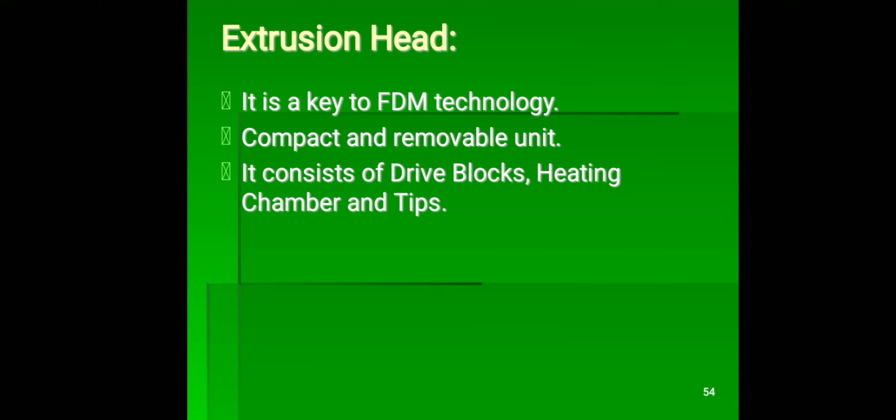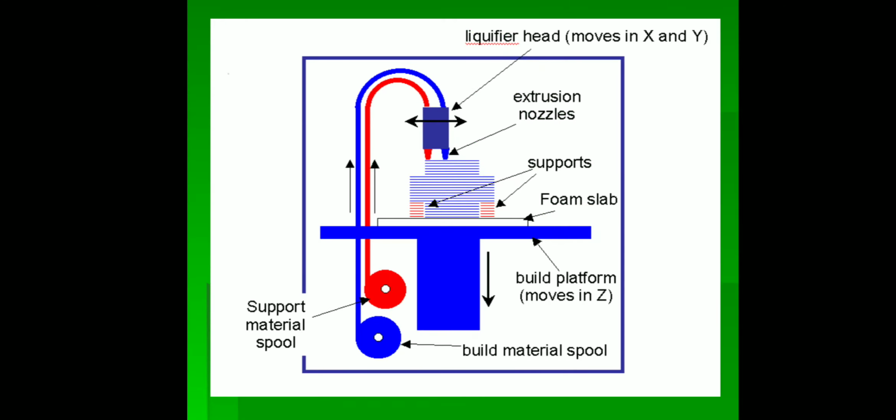It is a key to FDM technology, a compact and removable unit. It consists of drive blocks, a heating chamber and tips. So this is the basic diagram. Here you can see the build material spools. Spool means a roll of the material, where you can see the material moves upward with the help of this spool. It has this support material spool, and this is the build material spool.